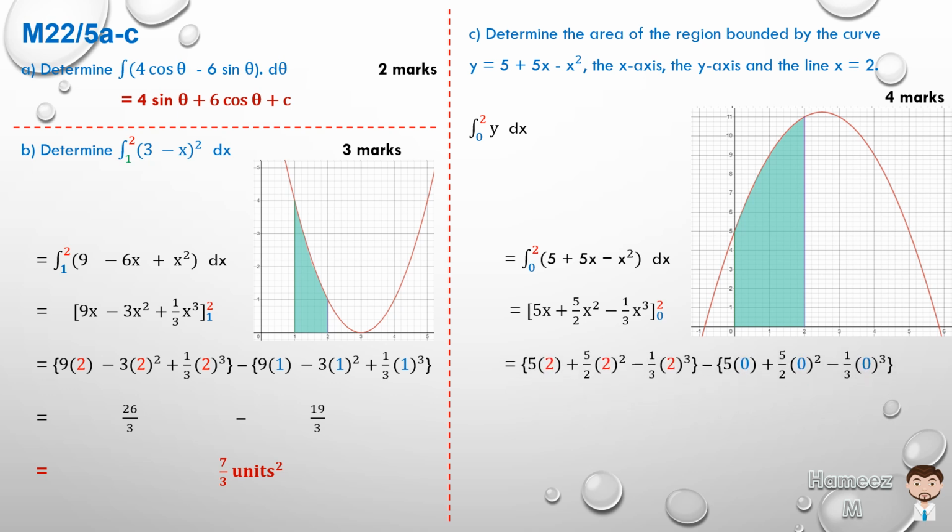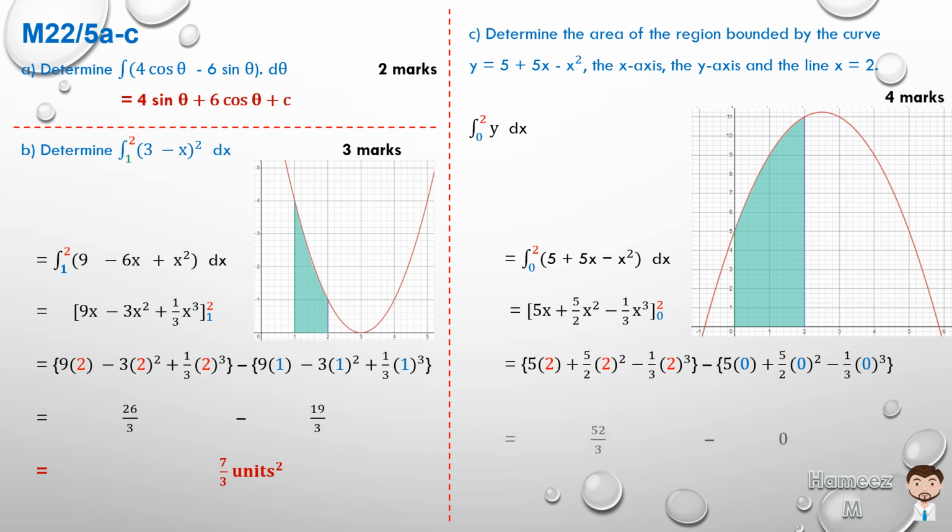So let's substitute for the upper and lower limits, which we have in red and blue for students to follow. So that will be 5 by 2 plus 5 on 2 by 2 squared minus 1/3 by 2 cubed, minus 5 by 0 plus 5 on 2 by 0 squared minus 1/3 by 0 cubed. So 5 2s are 10, plus 2 squared is 4, 2 into 4 is 2, 2 5s are 10, so 10 and 10, 20, minus 2 cubed is 8 over 3.